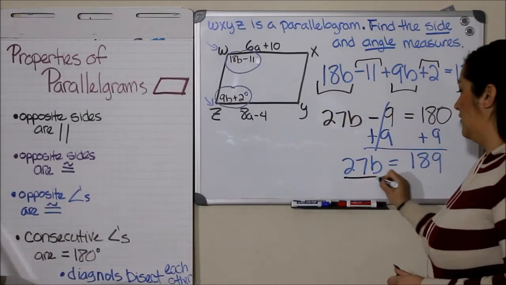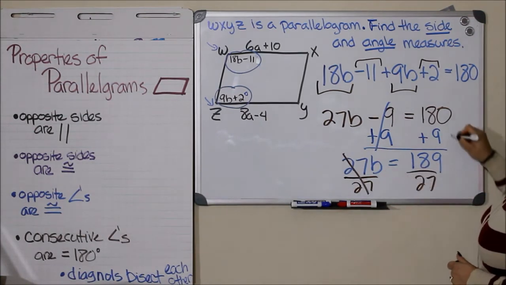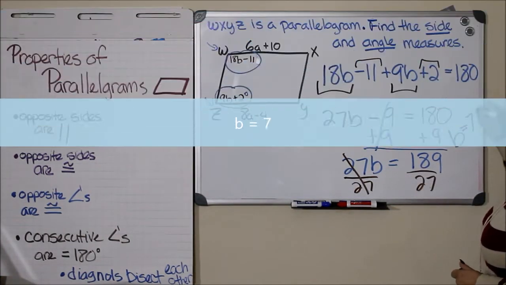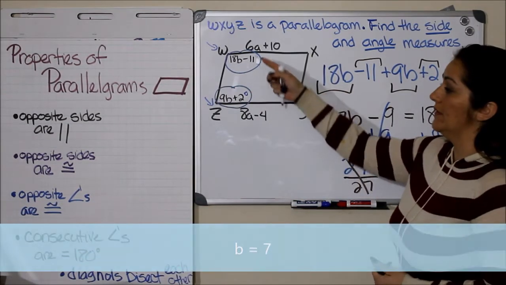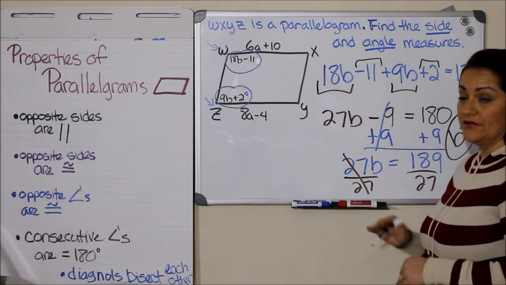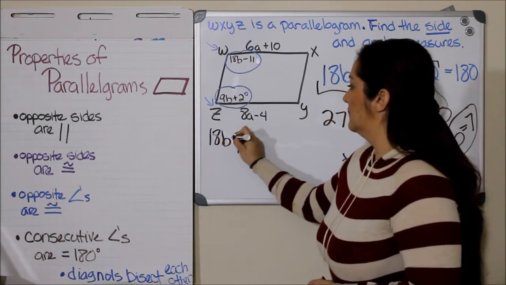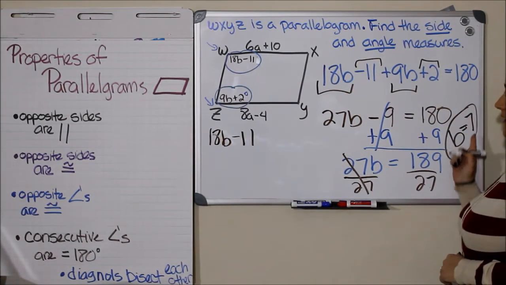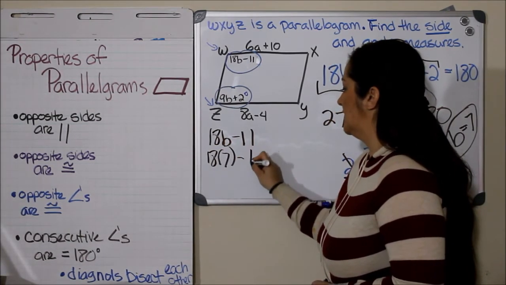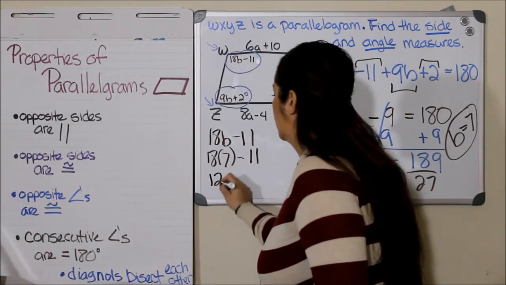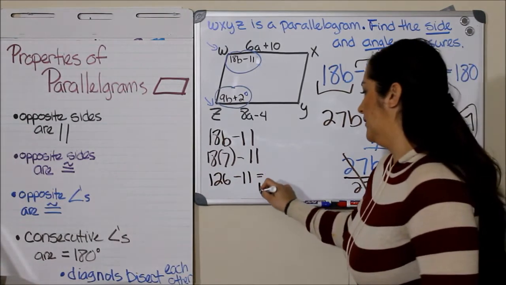Divide by 27 on both sides. And there I'm going to get b is equal to 7. So now I actually want to answer the questions. What are these angle measures? They are not equal to each other, so I am going to find them both. I'm going to take the first one, 18b minus 11. I'm going to go ahead and plug in b is 7. So I have 18 times 7, which is 126, minus 11, which is going to give me a final answer of 115.